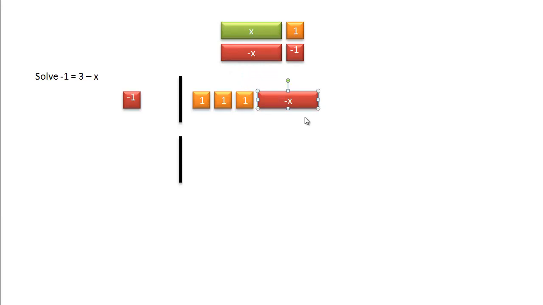So once again, we're trying to isolate the variable. It has 3 1s with it. To get 0 pairs, we need 3 -1s on the right side. But if we add 3 -1s to the right side, we must do the same to the left side. Holding the Shift key down, I select all 3. Make a copy. And my net result is a -4 is now equal to, these are gone, -x.